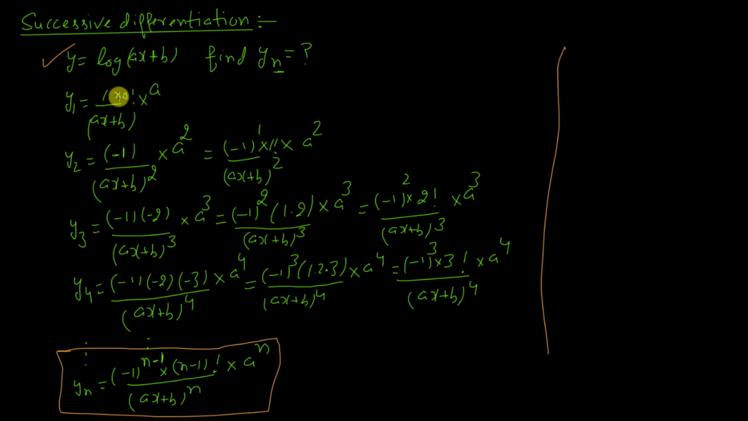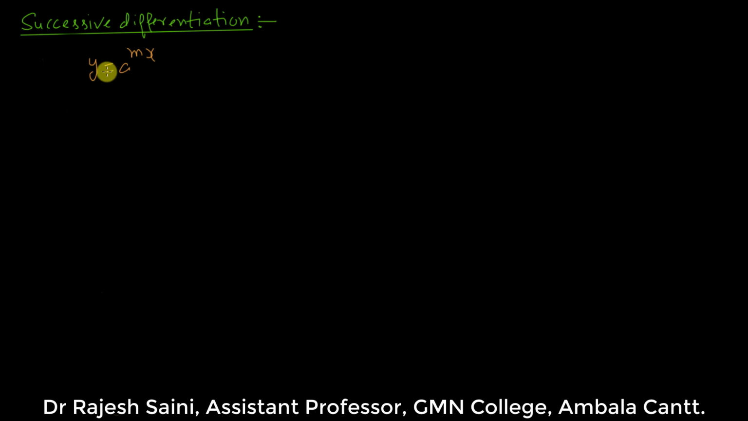Now we will do a successive differentiation of one more elementary function. The next function is y is equal to a raised to the power mx, where a is constant and m is constant. So we have to find the nth order derivative. Look over here. We will differentiate it 2 or 3 times, then we will see what its generalization will become.